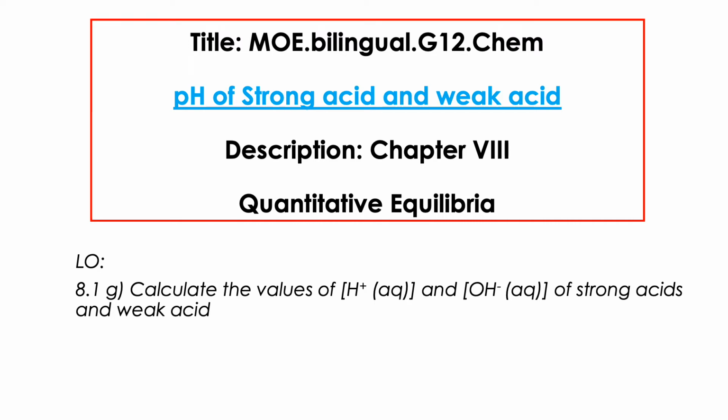Today's lesson is for MOE Bilingual Grade 12 Chemistry. Topic: pH of strong acid and weak acid. Chapter 8: Quantitative Equilibria. The learning objective for today's lesson is 8.1g: Calculate the values of H+ and OH- ions of strong acid and weak acid.